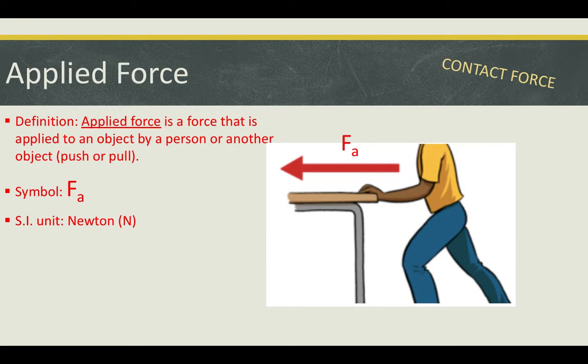All right, the next one is an applied force. So an applied force is pretty logical. It's a force that is applied to an object by a person or a machine or another object. The symbol is F sub A. The unit again is the Newton. An applied force is a contact force. So in this image, we can see that the person shown is pushing on the table, and so the applied force is toward the left as the person pushes the table toward the left.